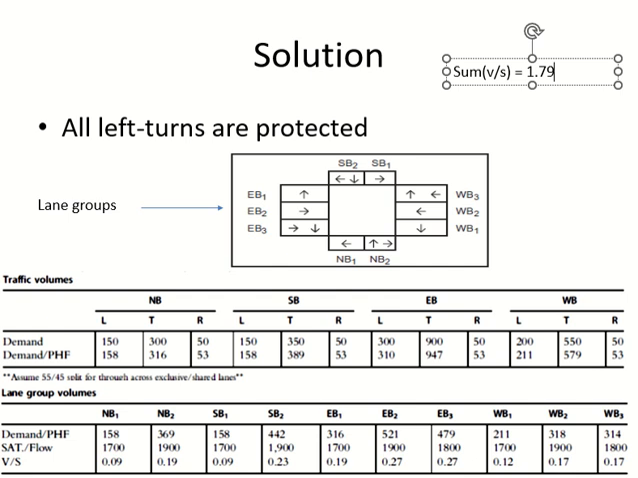Now we have to overlap some of the movements together so that the summation of V by S ratio becomes less than what? Less than 1, or even less than 0.9. Clear? How do we do this? We will discuss it next time.